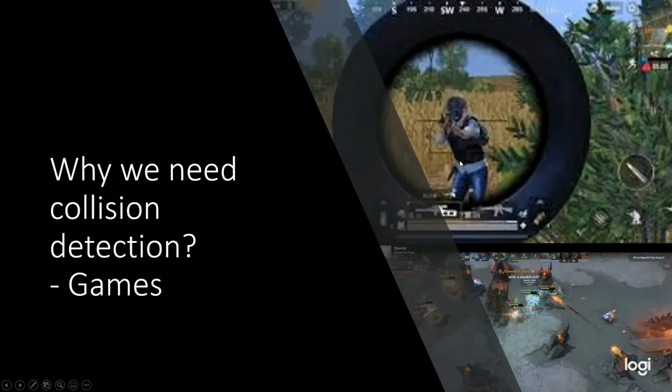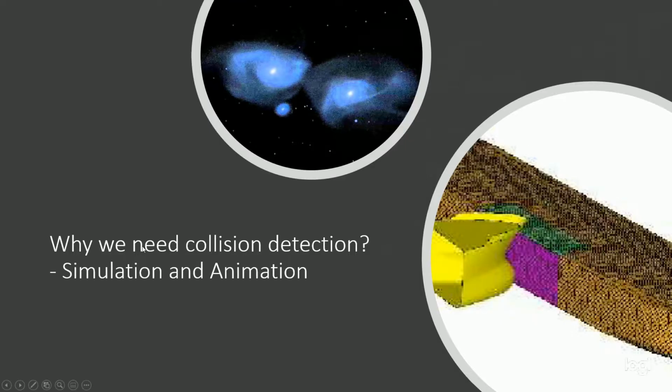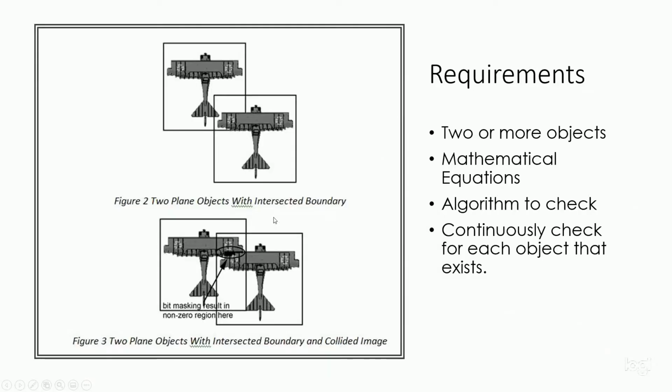Why do we need collision detection? Obviously in games, we need to have a lot of collision. We need to detect whether bullets hit the object, hit the enemy, and so on, so a lot of collision detection happens in games. Then also in simulation and animation, we can apply the collision detection algorithm in the application itself. So what is the requirement?